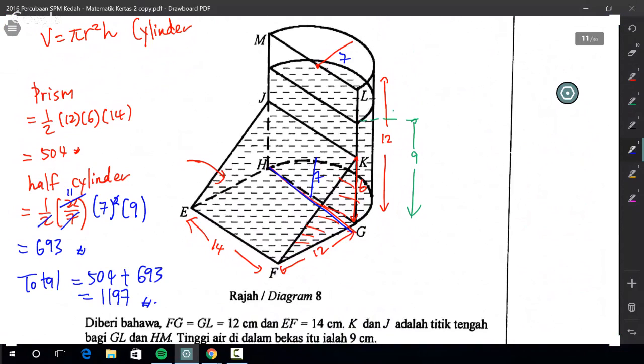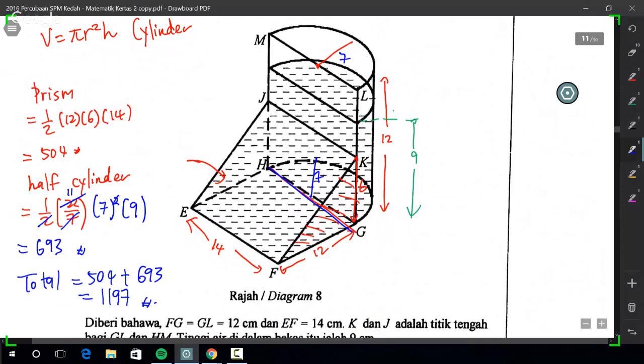All right, so why did you need to times 14? Because this is how we find a prism. If I want to find a prism, let's say I have a right angle triangle. I have another right angle triangle here. Let's say they are exactly the same.